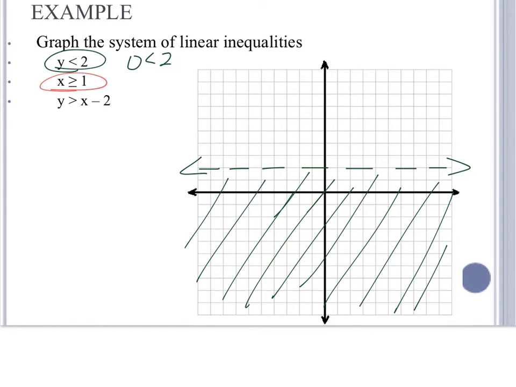Now for the second graph. X is greater than or equal to 1. This does have an equal sign included, so I will draw a solid line where x is equal to 1. Again, point 0, 0 is not on the line, so I'll test that. Is 0 greater than or equal to 1? It is not. So I'm going to shade the side opposite. So my side opposite is over here.